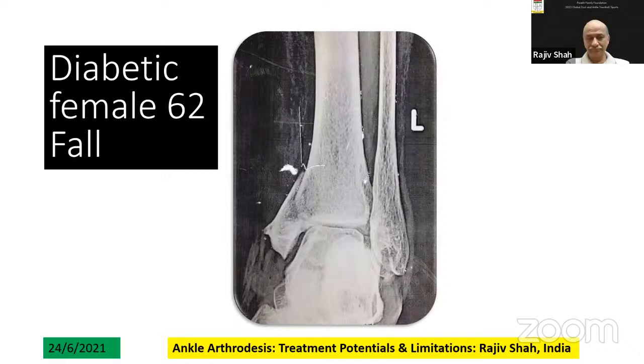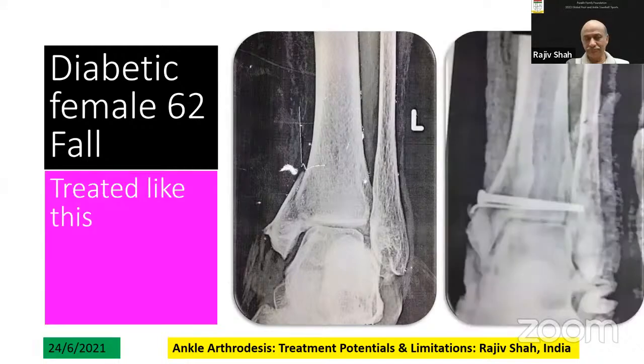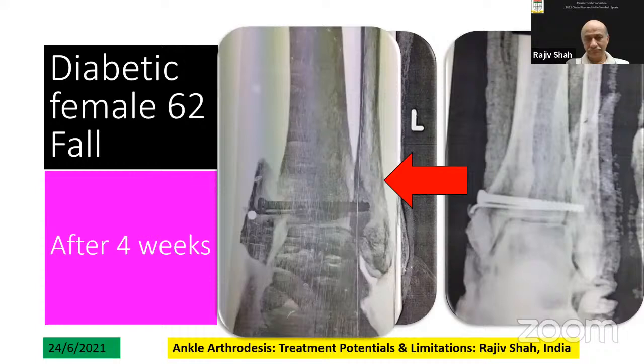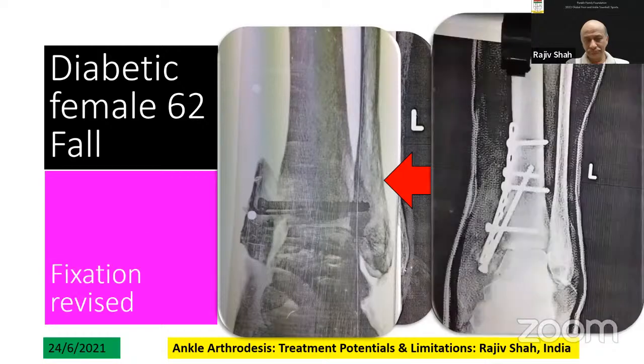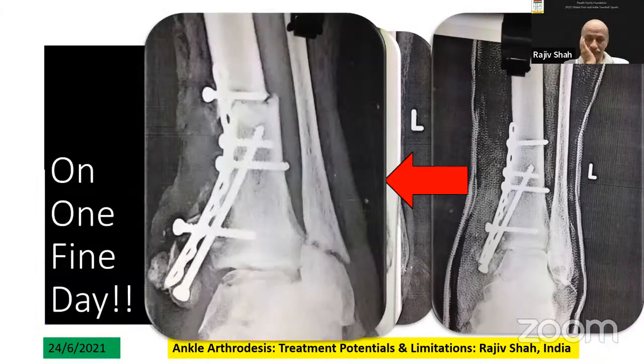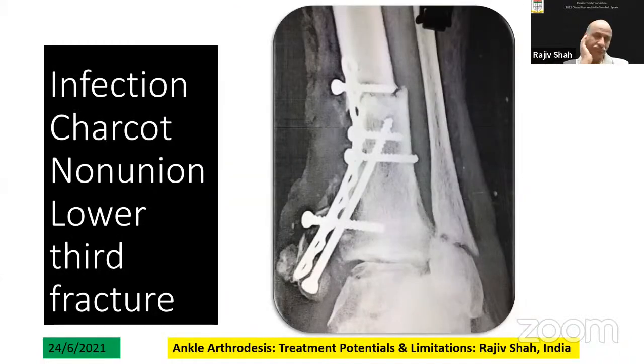A diabetic female of 62 years had a fall in the bathroom, presented to an orthopedic surgeon at the end of 3 days walking. And this is how the orthopedic surgeon treated this lady. 4 weeks down the line, this fixation started falling apart. The surgeon went in and revised the fixation with a plate and screws, but infection set in, and one fine day, this is what happened.